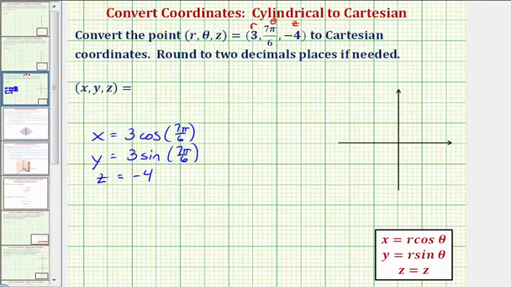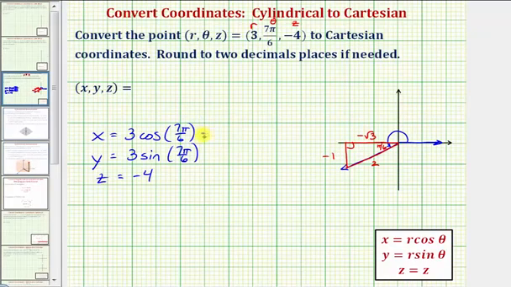7 pi divided by 6 radians terminates in the third quadrant here, where we'd have a reference angle of pi divided by 6 radians, or 30 degrees. 7 pi divided by 6 is equal to 210 degrees. So the reference angle is pi divided by 6, or 30 degrees. So we have a 30-60-90 reference triangle, and we can label the sides 1, 2, and square root 3. But because we're in the third quadrant where x and y are both negative, both legs would be negative.